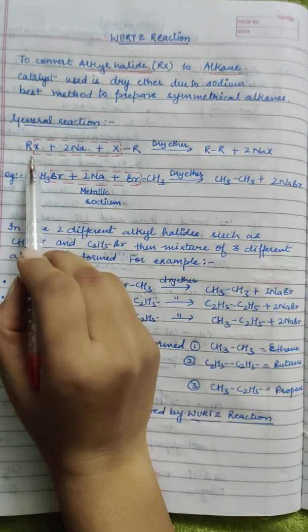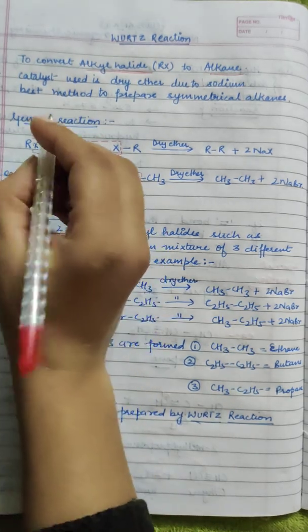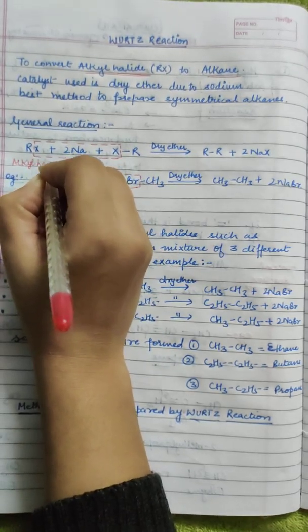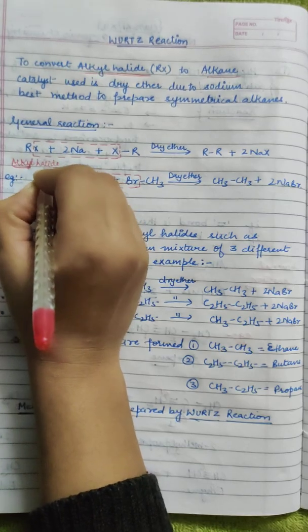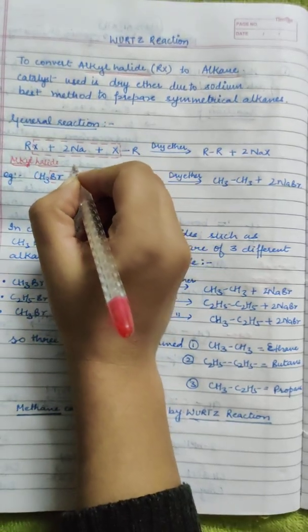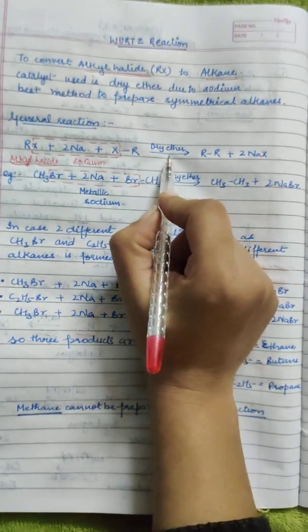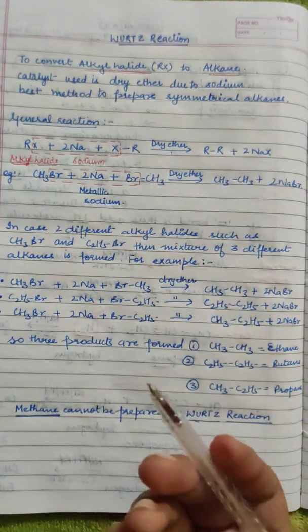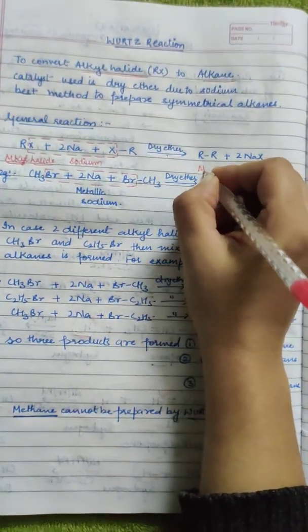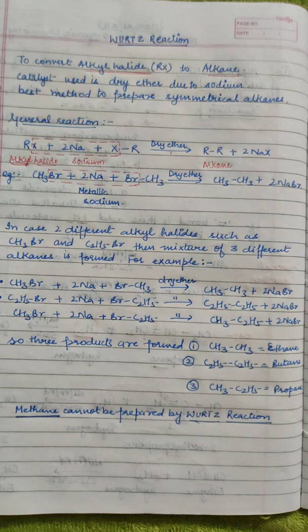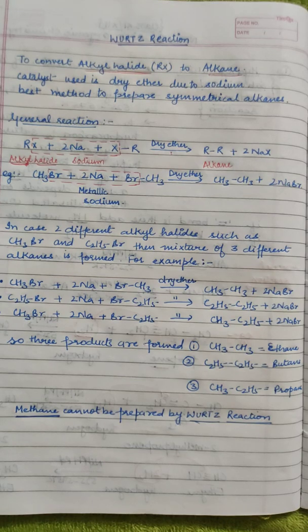Now the general reaction says that an alkyl halide, which is RX, any alkyl halide, where R is the alkyl group and the halide is represented by X, is treated with metallic sodium in the presence of dry ether, I have already told you why we use dry ether, to form the respective symmetrical alkane. See, both types of alkanes can be prepared, symmetrical and unsymmetrical. But higher priority is given to symmetrical alkane preparation.